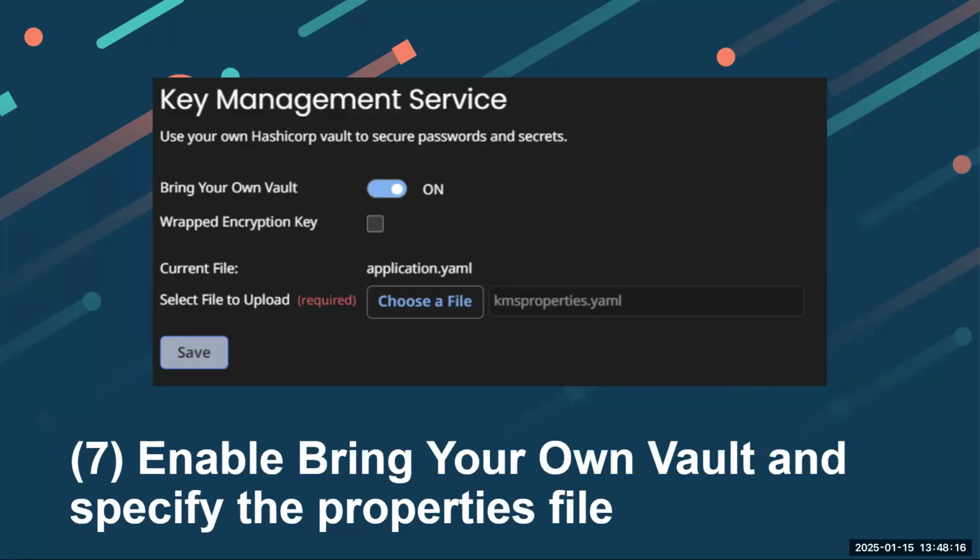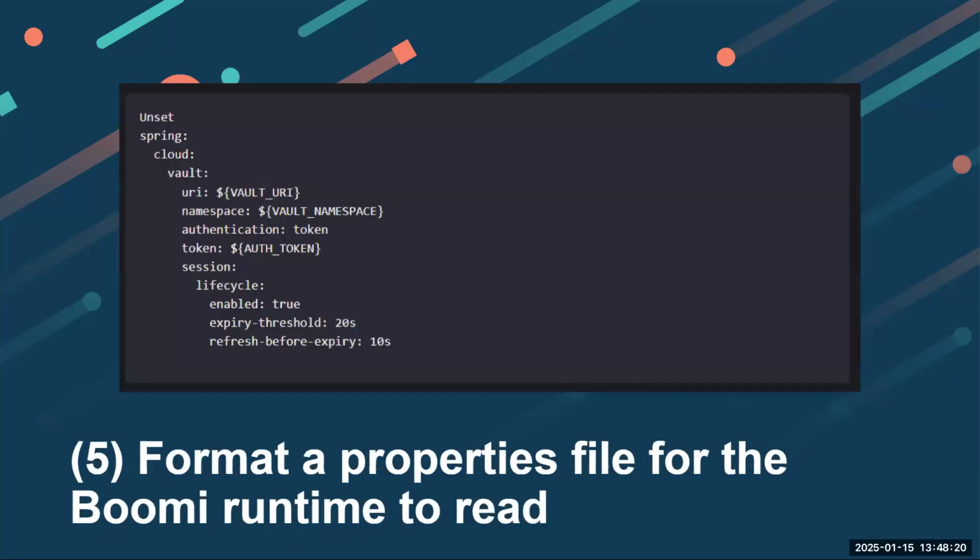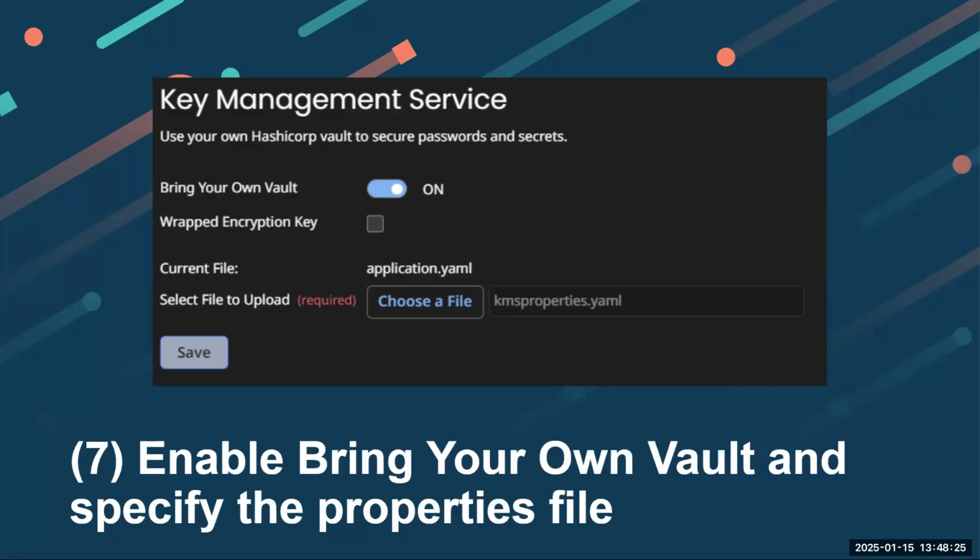Under current file, when you click select file to upload, just select that properties file that we generated earlier, this one right here, and that should upload successfully. When you're done with all that, you just click save, and after that, you should refresh the page because the properties might not automatically apply. But after you click save, the environment should be using the Vault instance that you just configured. You can send an update to environment extensions if you want to test if it's working, but that's really all you need to do.